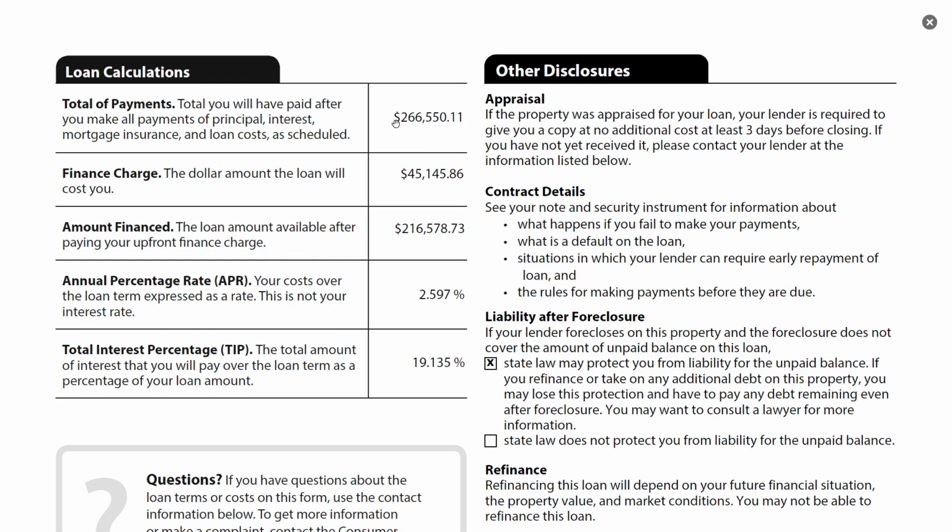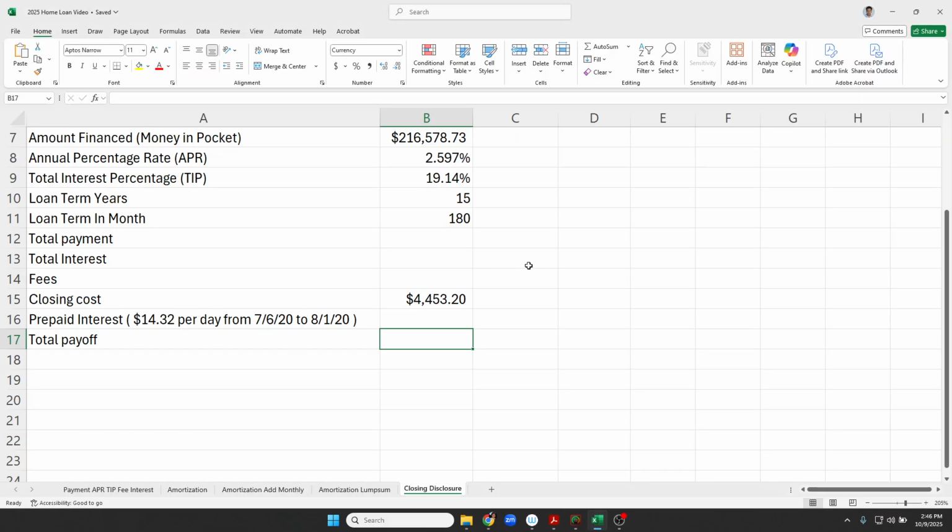So that $266,550.11 includes the loan cost, includes that $220,000 you got in your pocket, plus the interest, plus the prepaid interest that you pay for the 26 days between when the loan was approved and the time you bought the house. So let me show you quickly how to do this calculation.